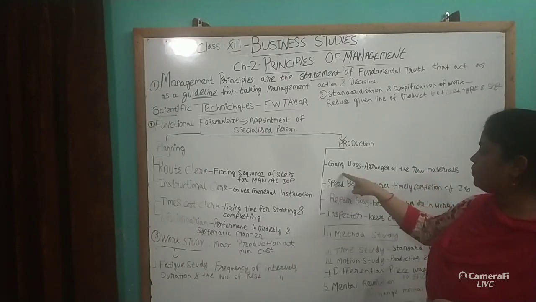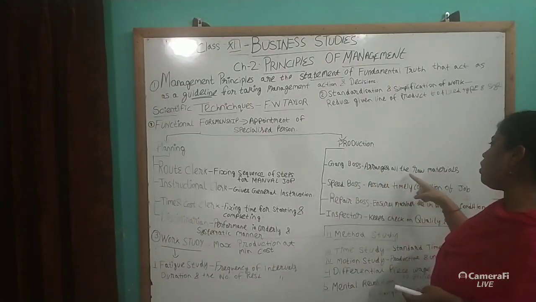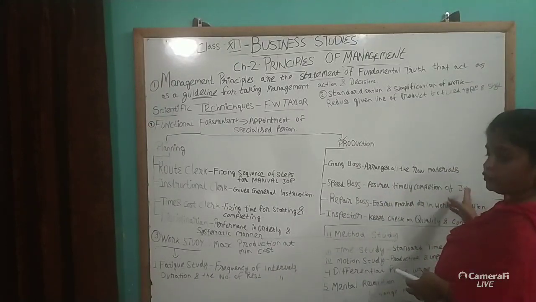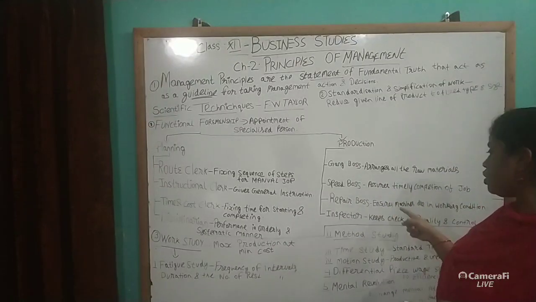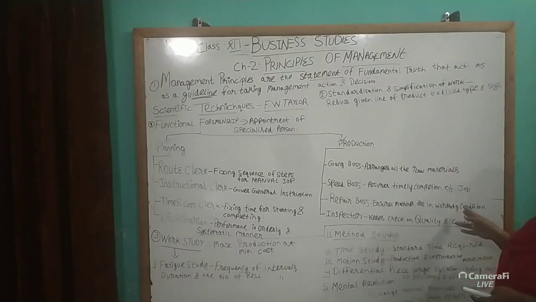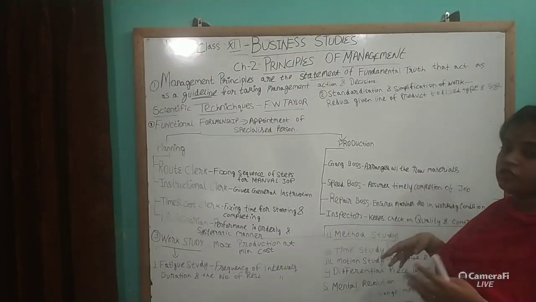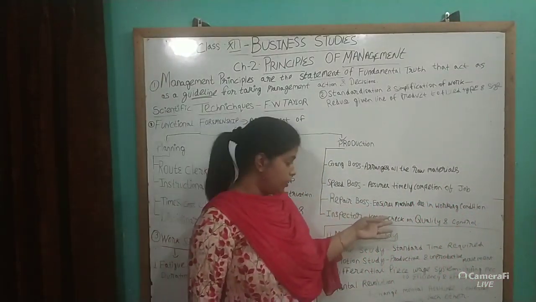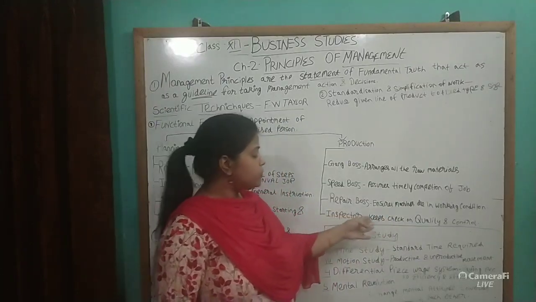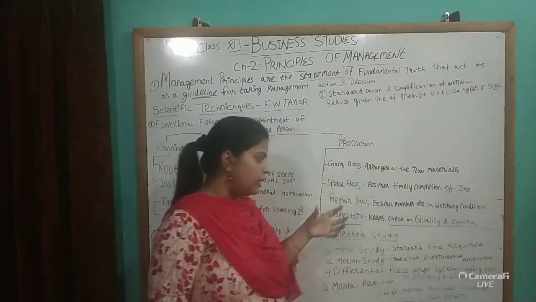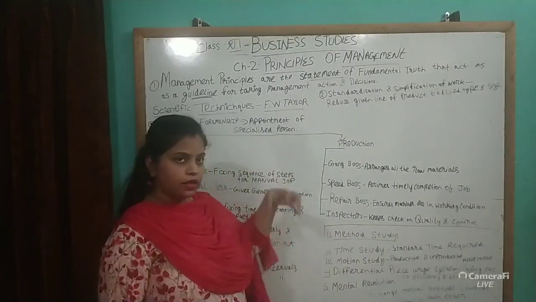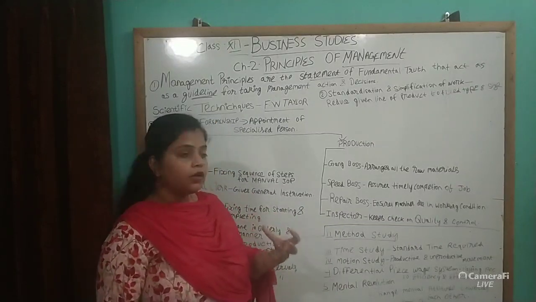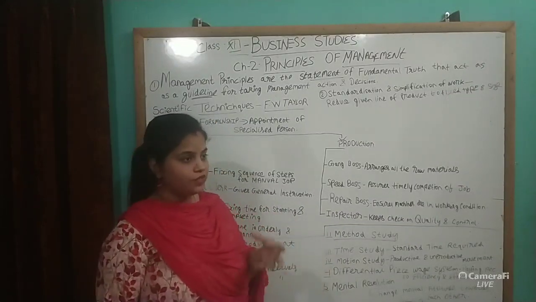Work in progress. Gang boss, he is the boss of the gang, he arranges all the raw materials. Speed boss assures timely completion of the job. Okay, repair boss ensures machines are in working condition. If there are any machines which require repair, then he makes sure that the machines are in working condition. Then inspector keeps a check on quality and control. He checks whether whatever is produced while the production work is going on is of good quality. And control, what does he control? Wastage of resources and time.